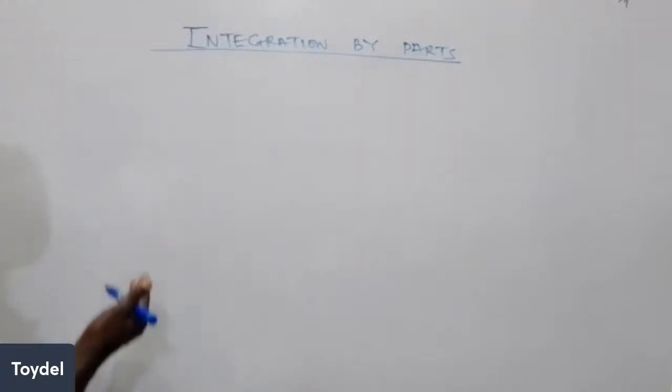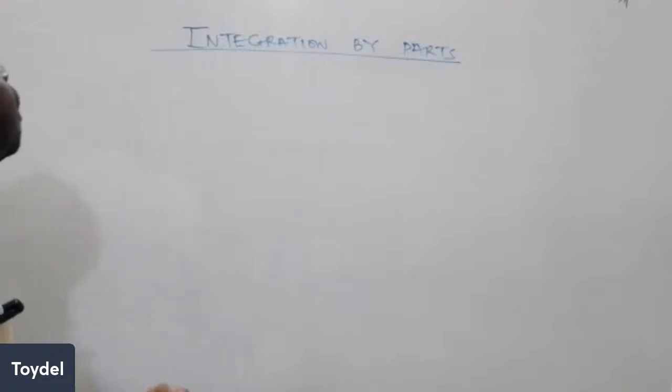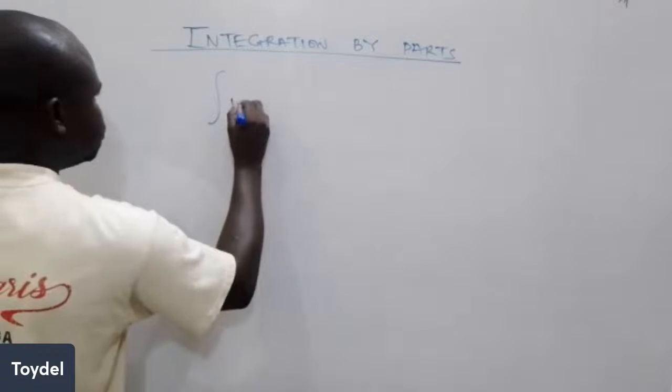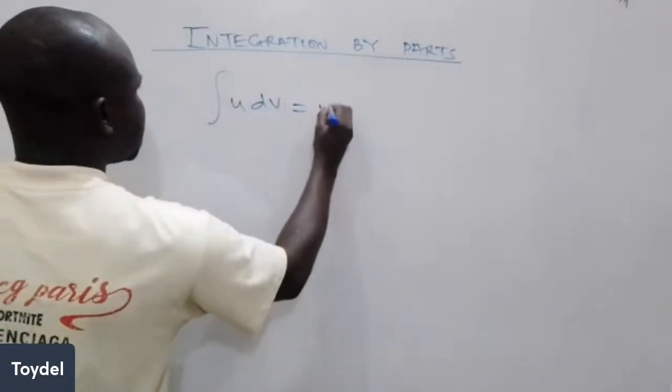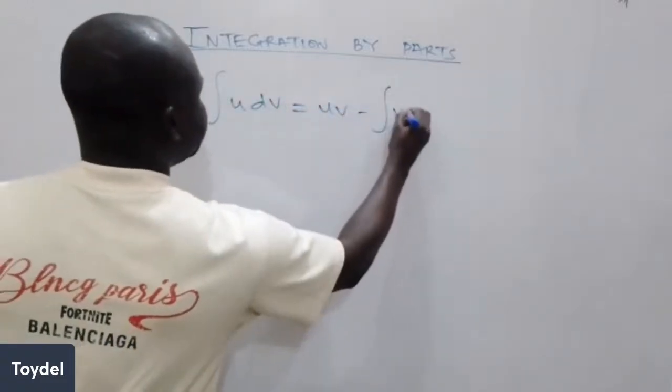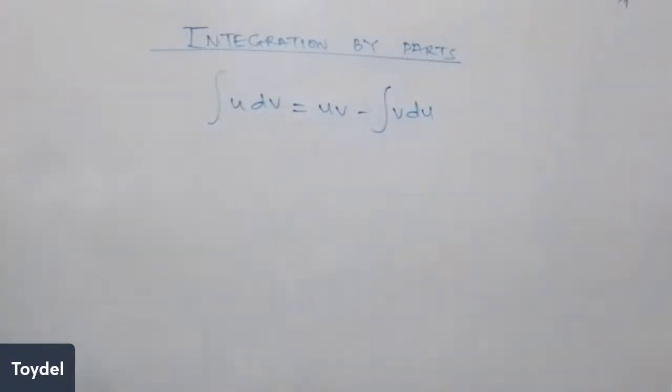Today we want to talk about integration by parts. Of course, we have introduced integration and we have discussed some concepts about integration. So we want to look at integration by parts. In the case of integration by parts, if you have the integral of u dv, it is given as uv minus the integral of v du. This is how to express an integral problem under integration by parts.